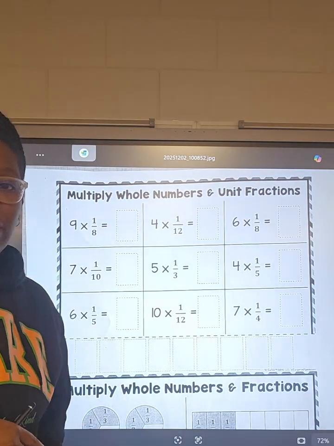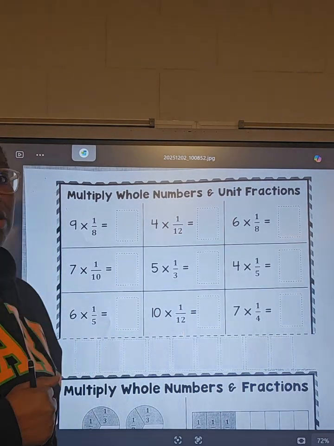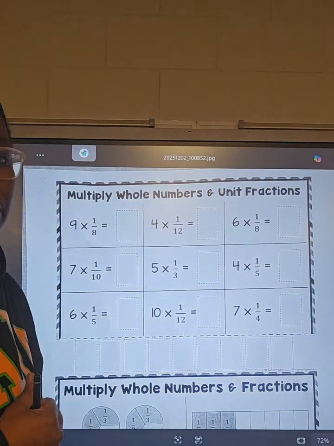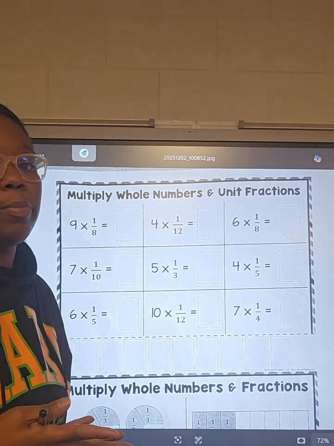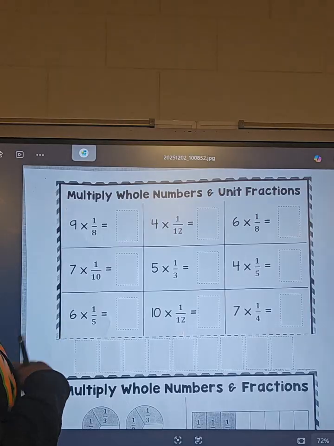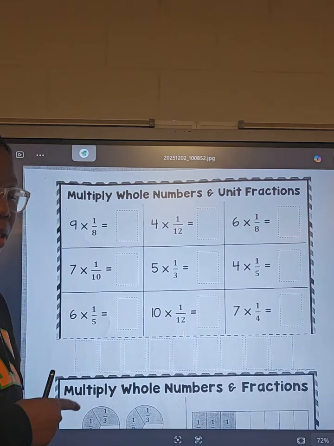Hi, so for this week, we are working on multiplying whole numbers and unit fractions. So I'm going to give you a couple examples so that you are able to help with homework at home. My first example is 9 times 1/8.